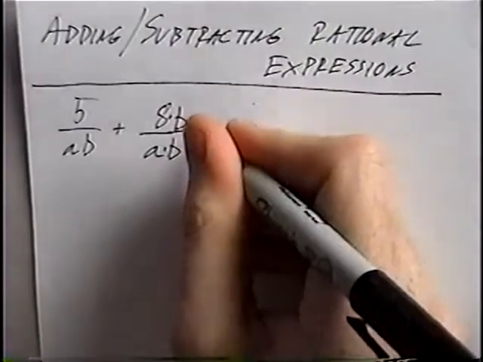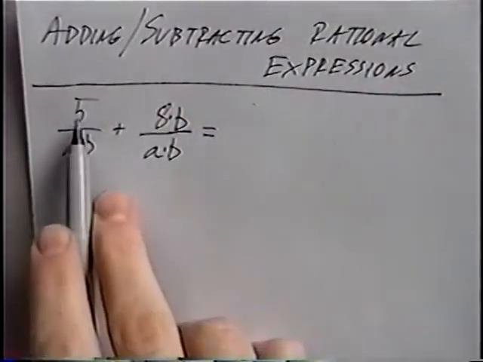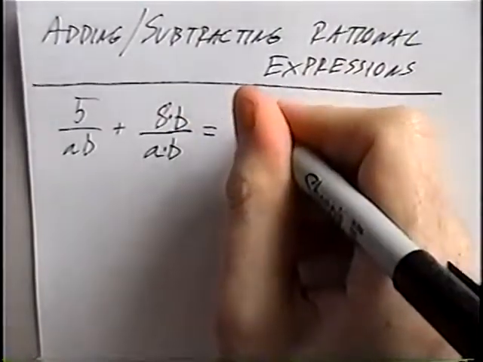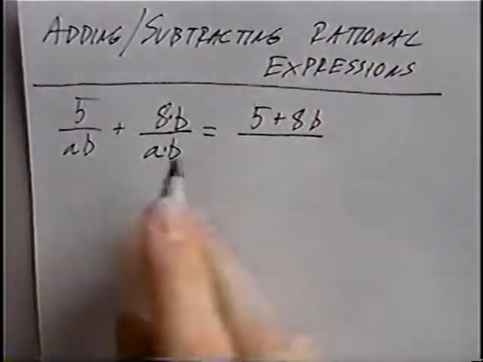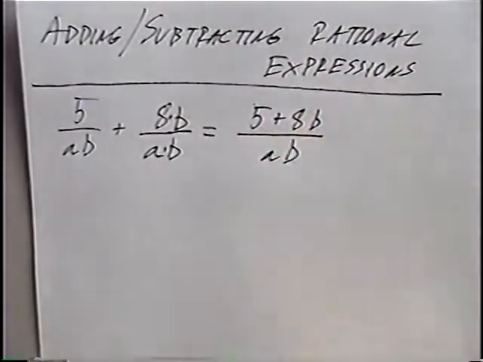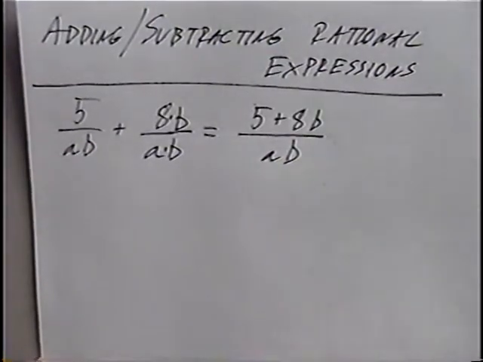Once they have the same denominators, you can add the fractions together. 5 plus 8b would stay the same. Both denominators are ab, so your denominator would be ab.